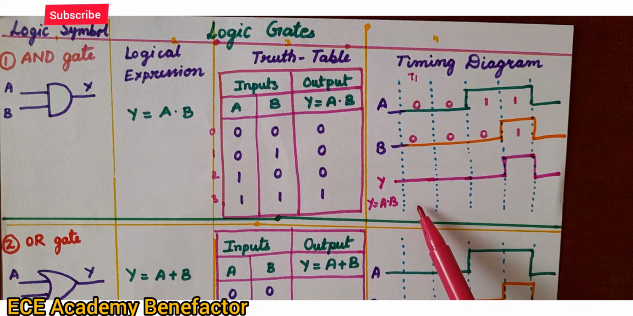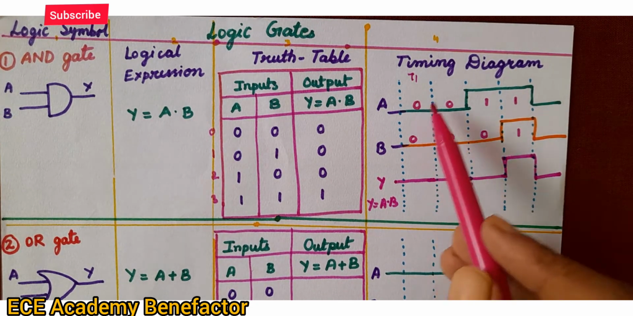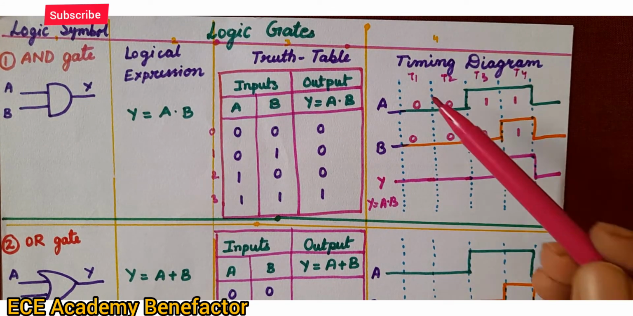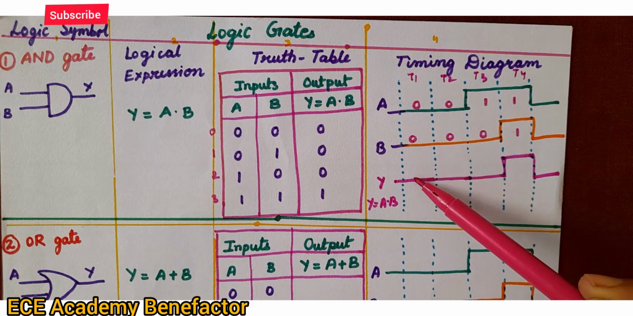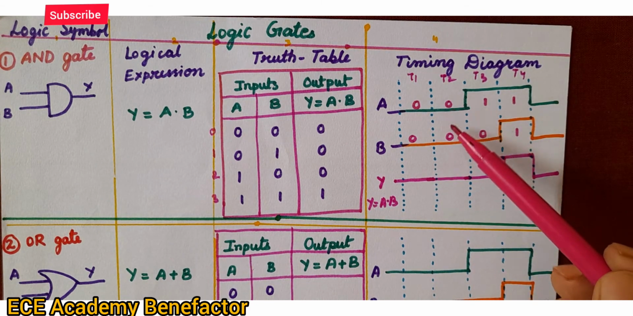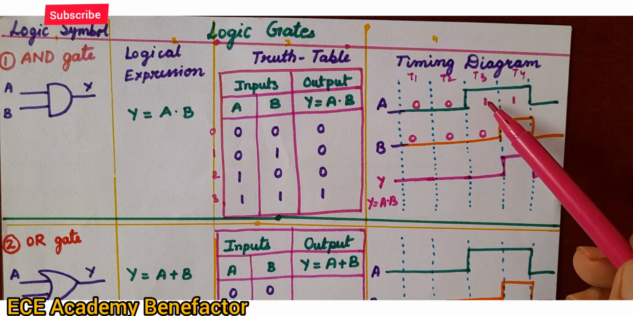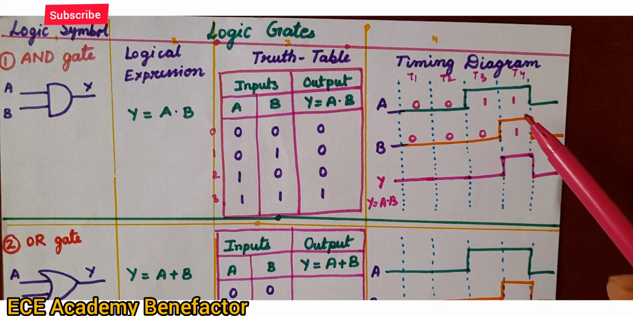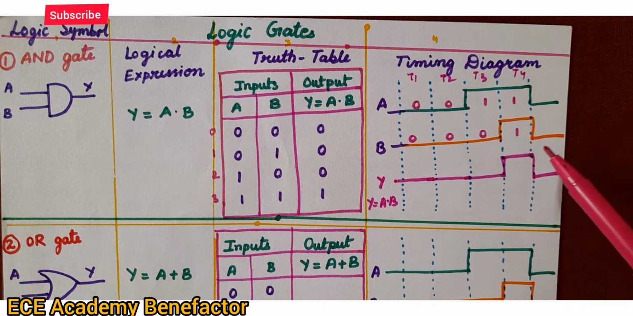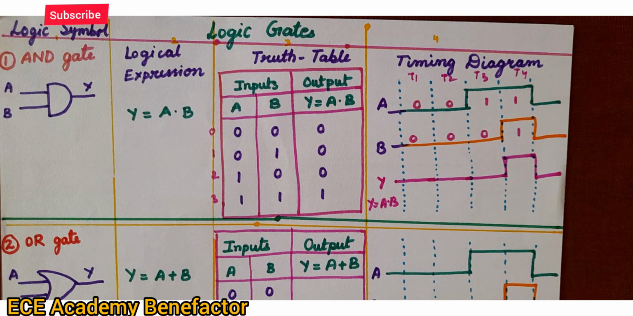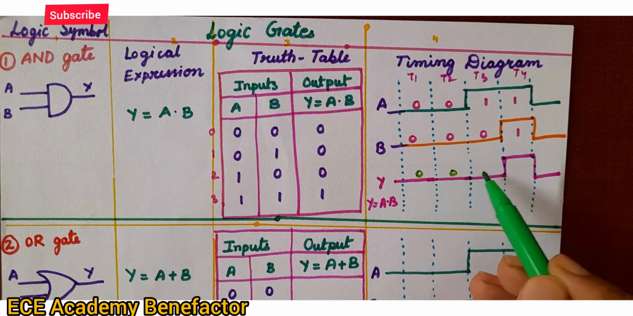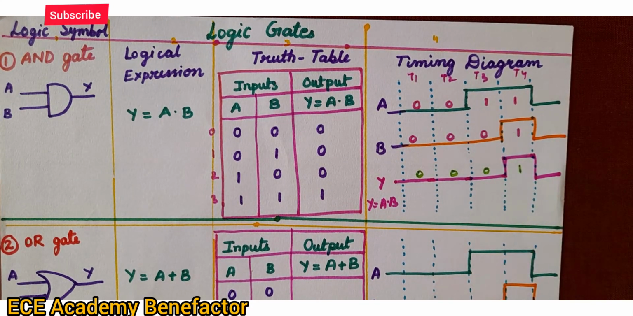In each cycle, like this is T1, T2, T3, T4: in T1 both are 0, 0, so the output is 0. In T2 both are 0, 0, the output is 0. In T3 one is 1, the other is 0, so 1.0 is 0; in T4, 1.1 is 1. In this way you can get the waveform for Y. So what is the output here? 0, 0, 0 and 1.